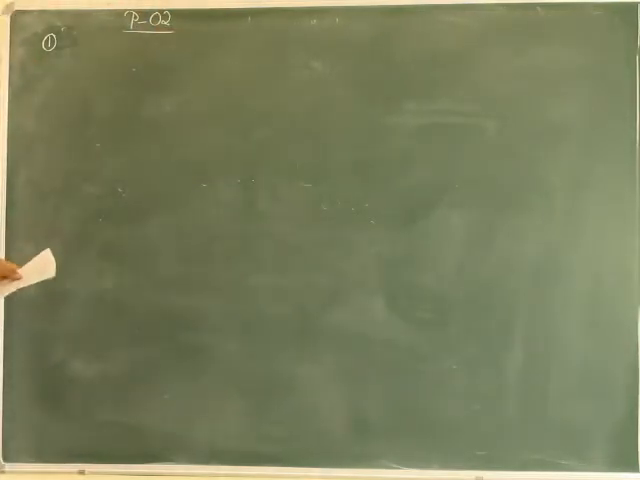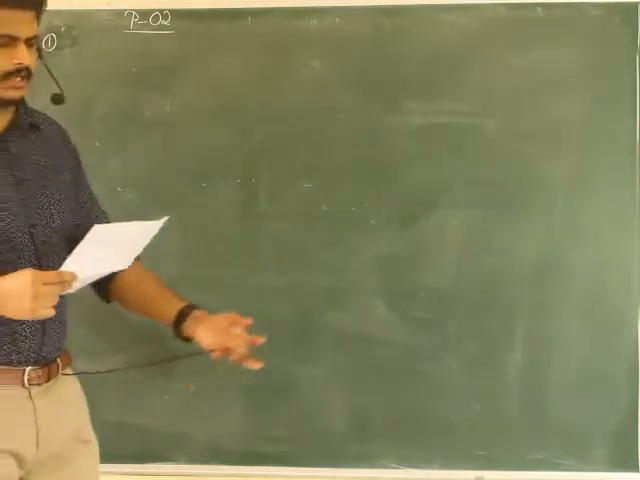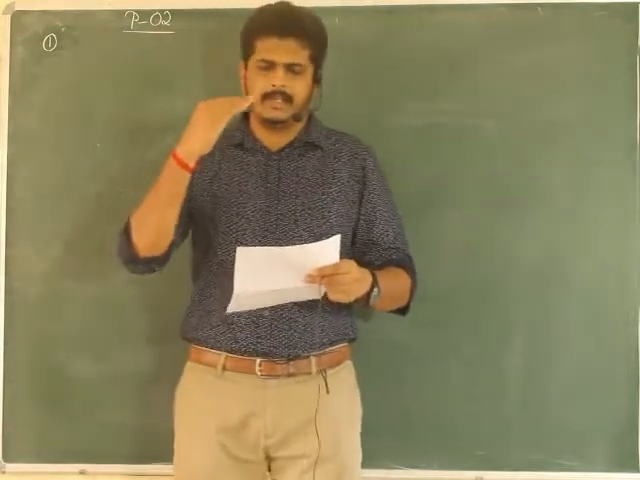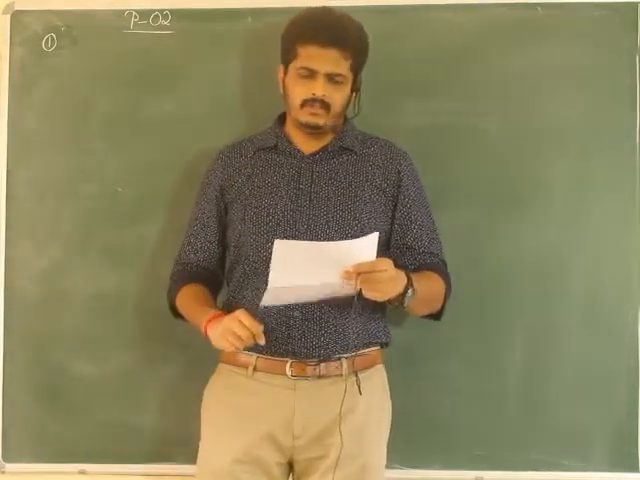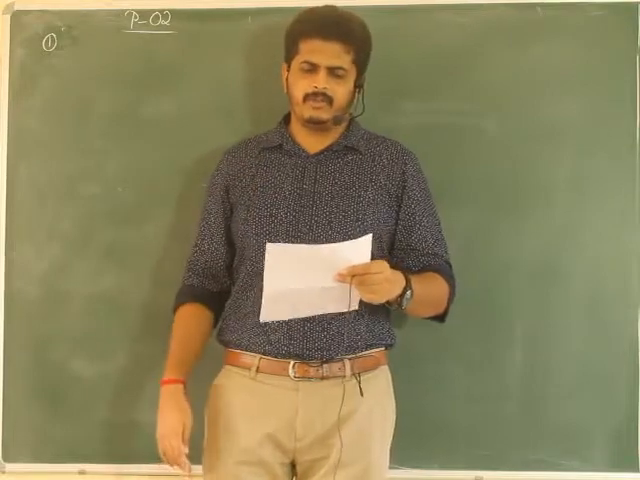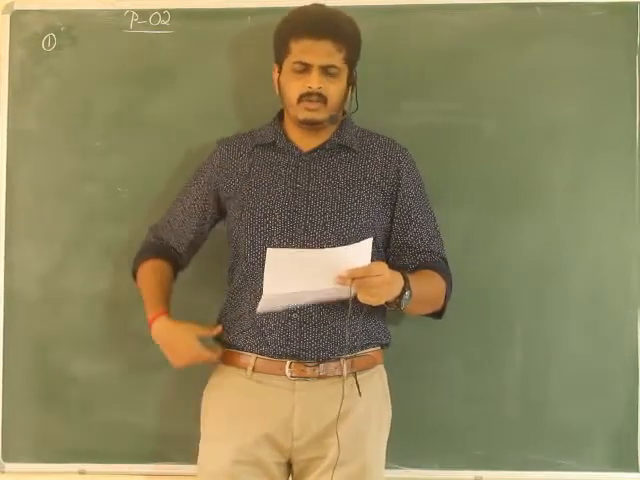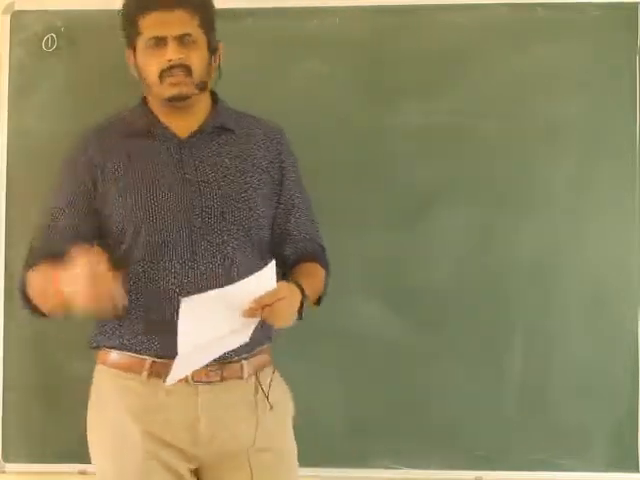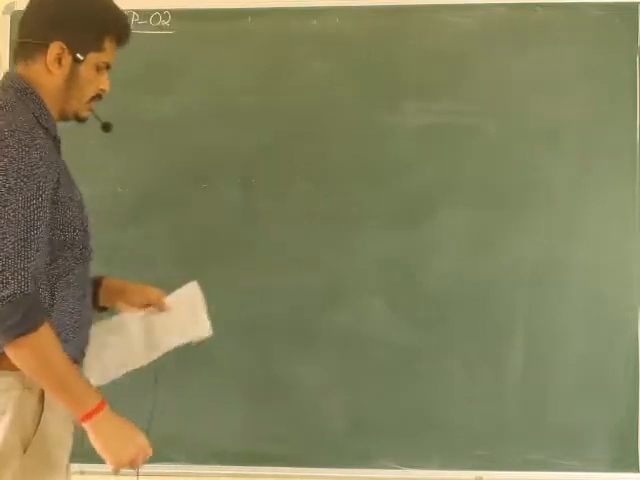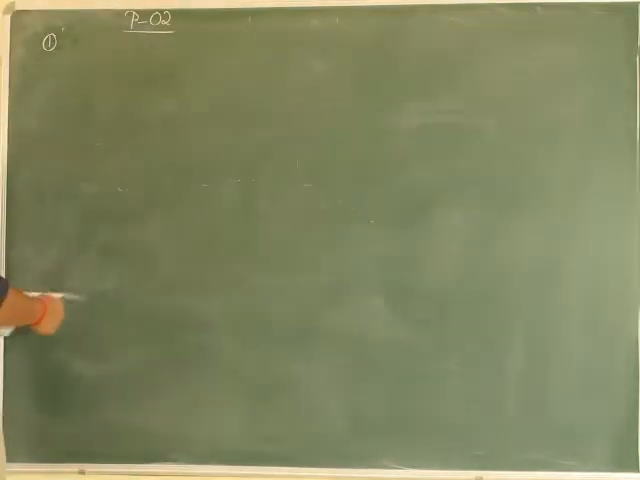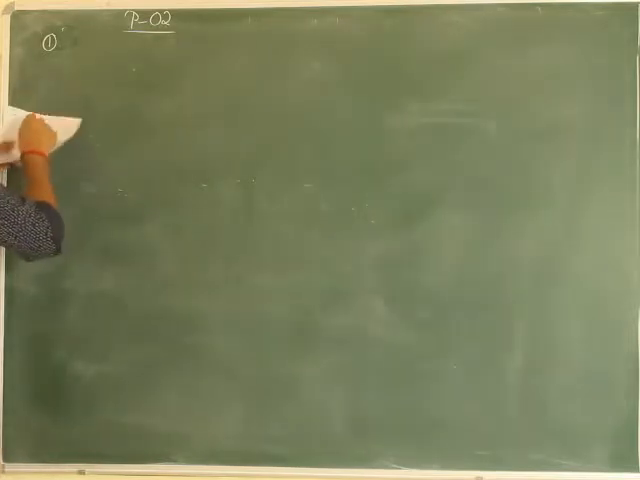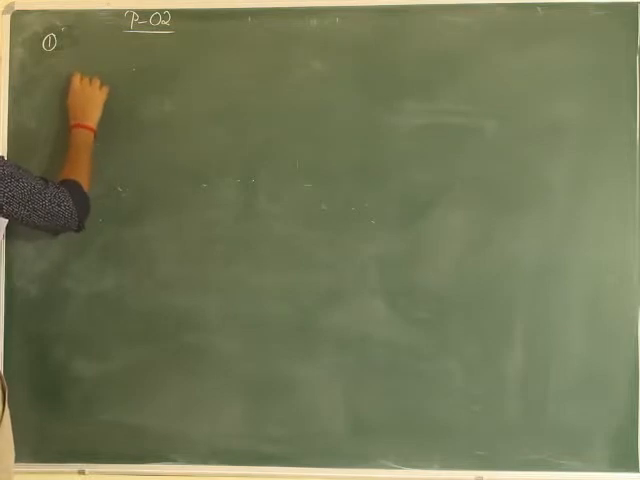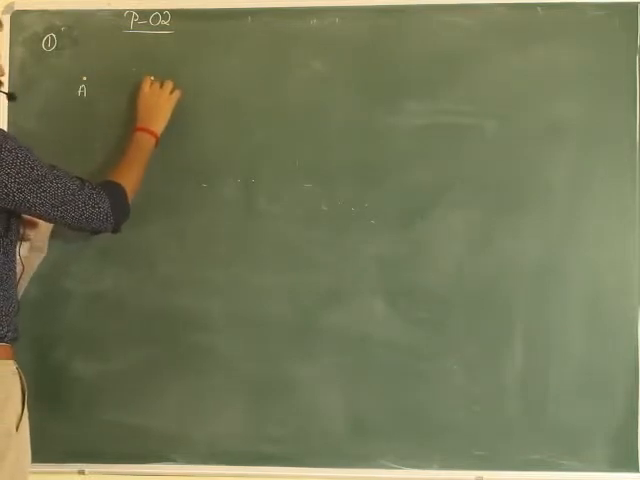The question is: a particle moves in a straight line from A to B, for the first half of the time with uniform velocity v1, and for the next half of the time with uniform velocity v2. The average velocity of the particle is? So it is an average speed or average velocity concept. Let me go through the basic diagram. I will take this as point A and this as point B.